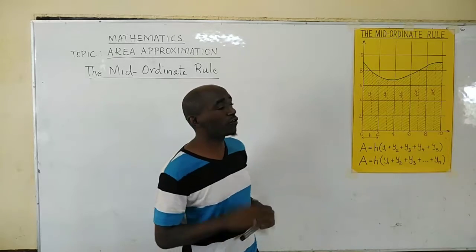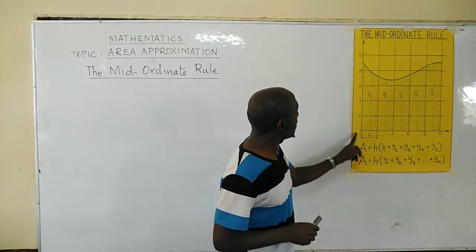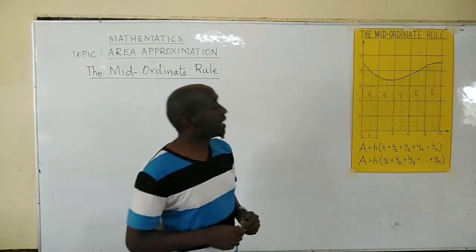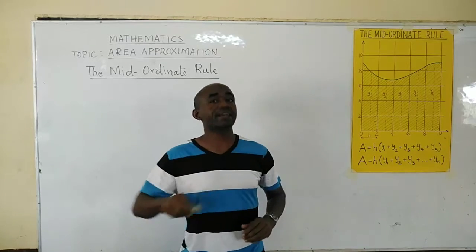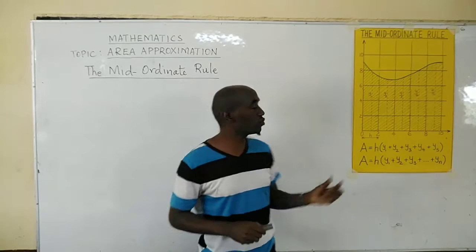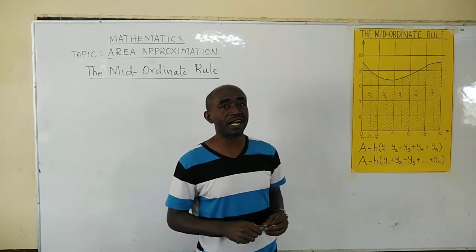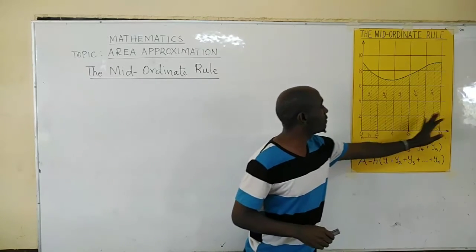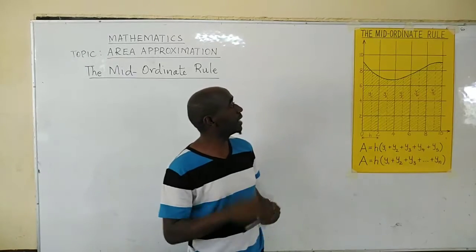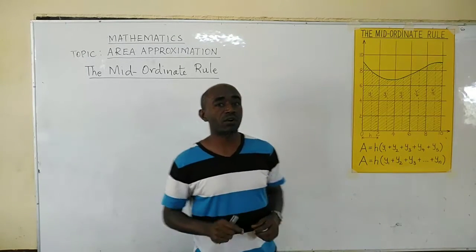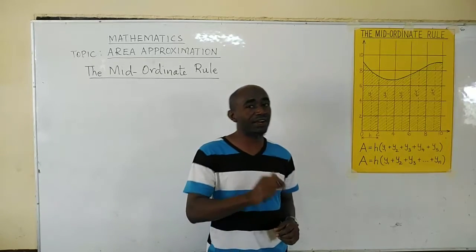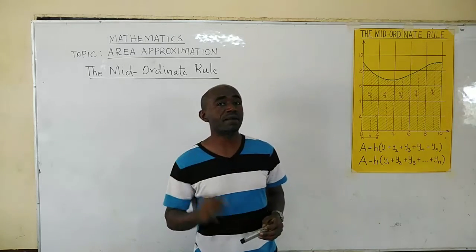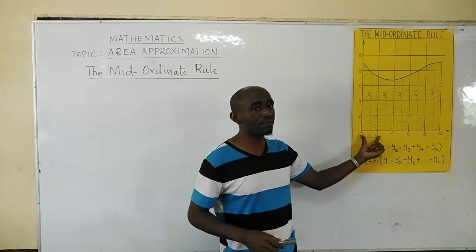4 boundaries or 4 lines. There is a straight line here, another straight line, and then a curve. In this method now, unlike the other method, we are going to assume each strip is actually a rectangle. That is what we are going to assume. I have divided that region into 5 strips. But now we are going to assume that each strip is a rectangle. In the trapezium method, we assume each strip is a trapezium. Now we are going to assume that each strip is a rectangle.